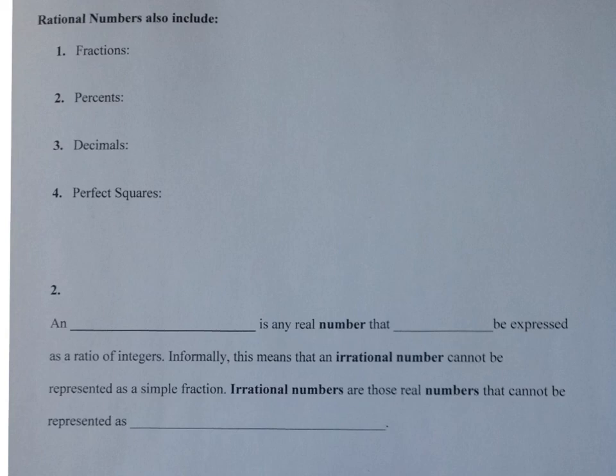Rational numbers include fractions. So an example of a fraction is something like 1/2 or 3/4, and also includes a fraction that has a negative in front of it. So like -2/5. Okay, those are some examples of fractions. They also include percents. So an example of a percent is 50%. We can say 100%. And again, it also includes a negative percent, like we'll say -4.5%.